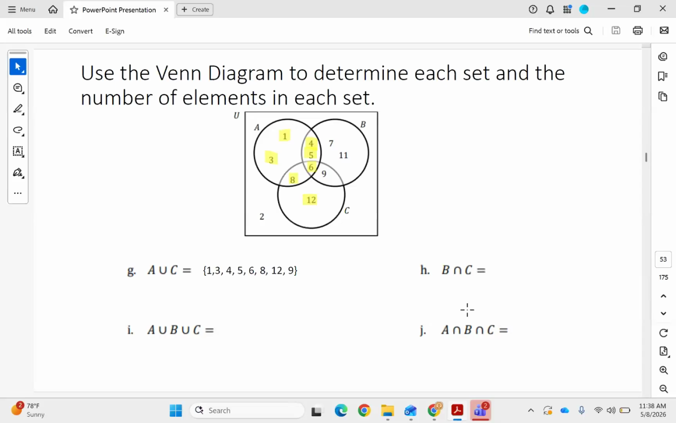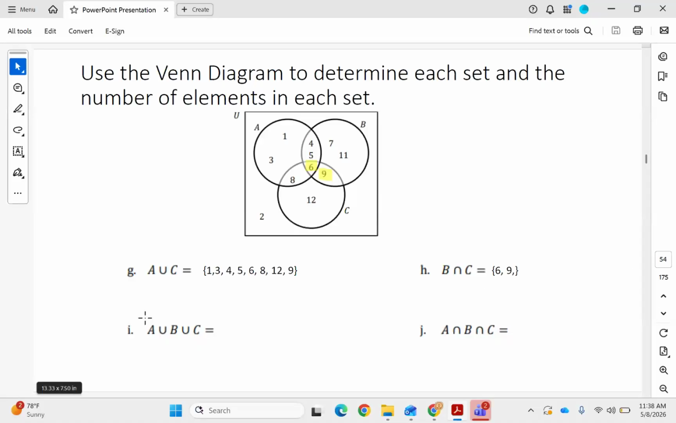I believe it's like a continuation of the previous one. So if you do A union C, that would be the sum of the elements that are in A plus those ones that are in C. Notice that I did not highlight a 9, but 9 is also part of the answer. B intersection C, these are the ones that are common to B and C, which we can see is the overlap of the circles for B and C that has numbers 6 and 9.